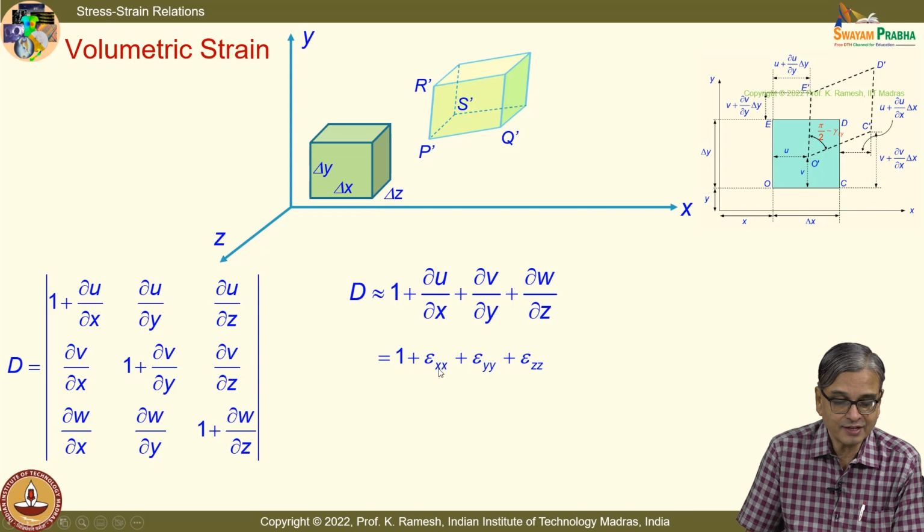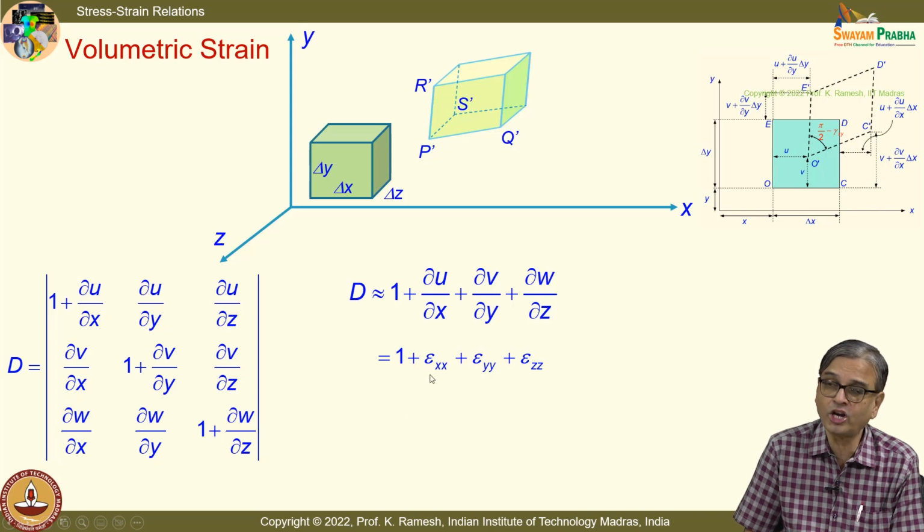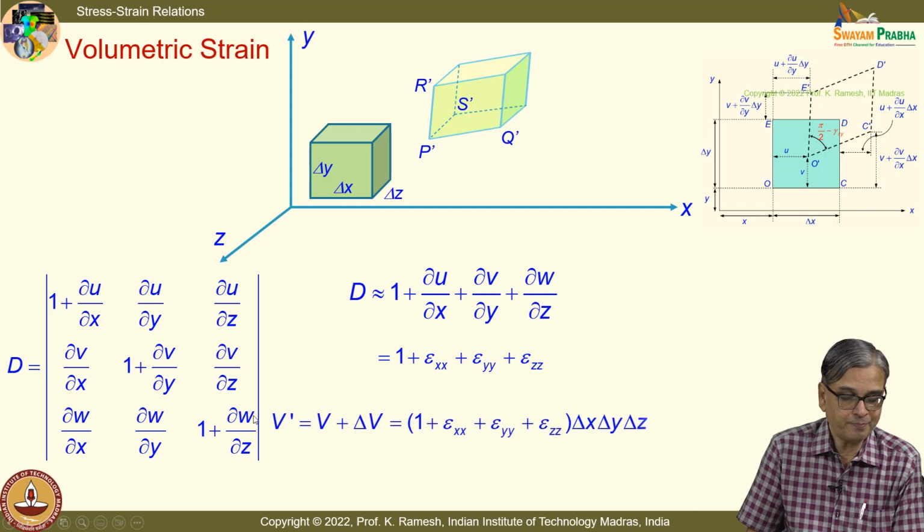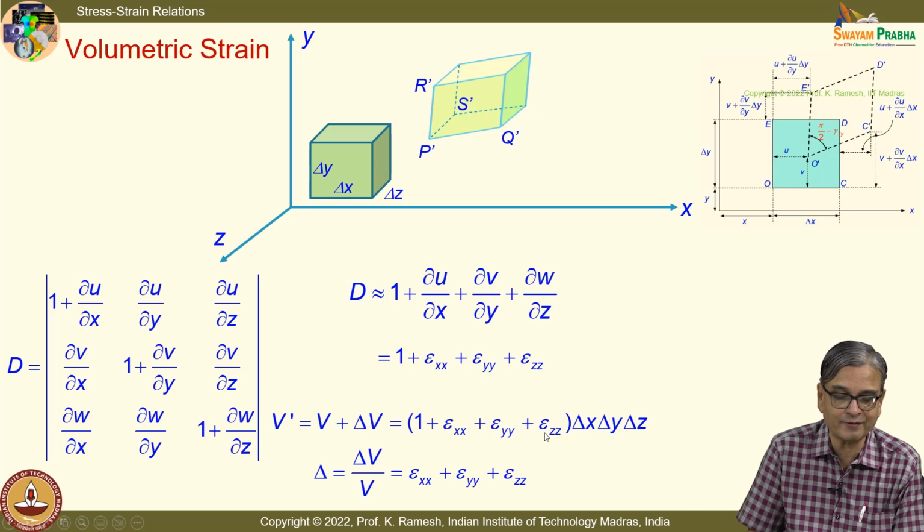So, when you go back to your original definition of what is strain, I can write dou U by dou x as epsilon xx, dou V by dou y as epsilon yy, dou W by dou z as epsilon zz, and the volume is d multiplied by delta x, delta y, delta z. This is the deformed volume. The original volume is delta x, delta y, delta z. So, V prime is V plus delta V. So, that is given as 1 plus epsilon xx plus epsilon yy plus epsilon zz into delta x, delta y, delta z.